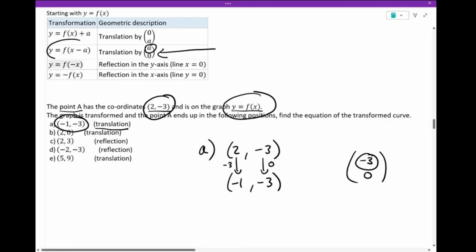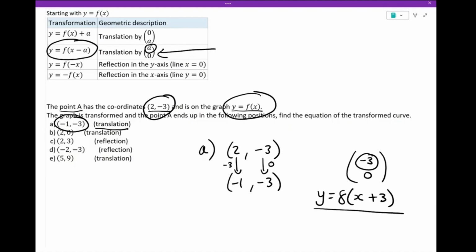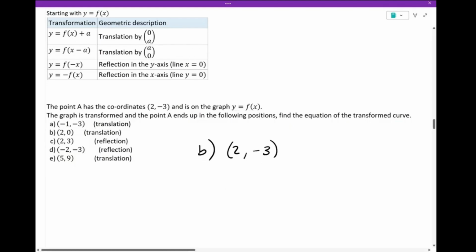So when I write out this equation, it's going to be y equals f of x plus 3, like that. And that would be my final answer. Let's have a look at part B then. So in part B, the point A has moved to the point 2, 0. So I'm going to write 2, 0 here. And we're once again told it is a translation specifically.